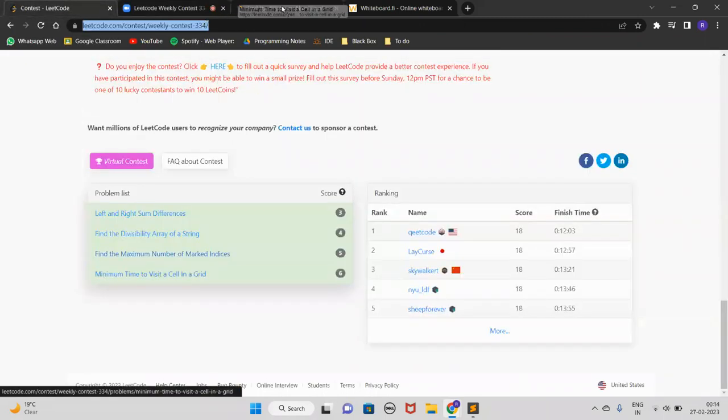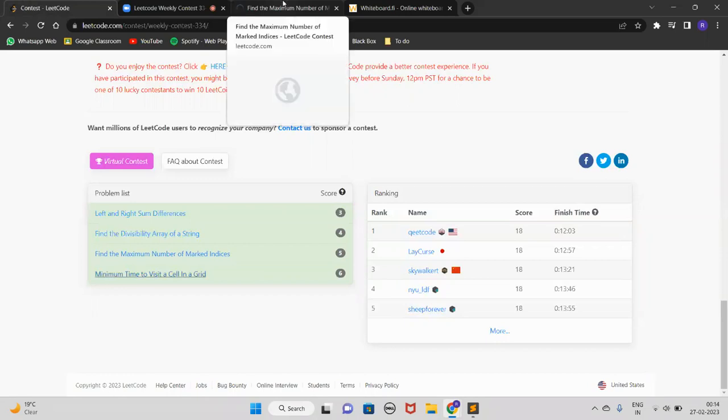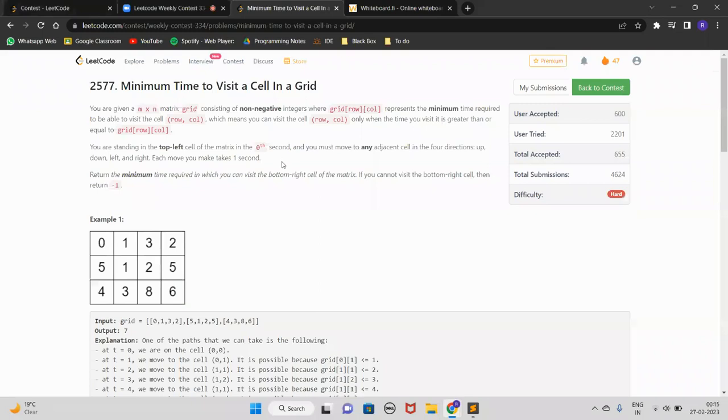Okay. So the final problem was based on Dijkstra's algorithm of finding the shortest path in a graph. If you are not aware of Dijkstra's, then this problem wouldn't make a lot of sense to you. So I'll be explaining it in just 1 minute.